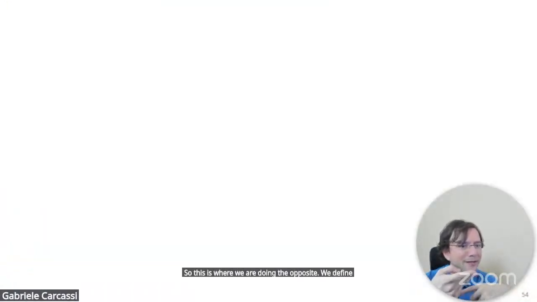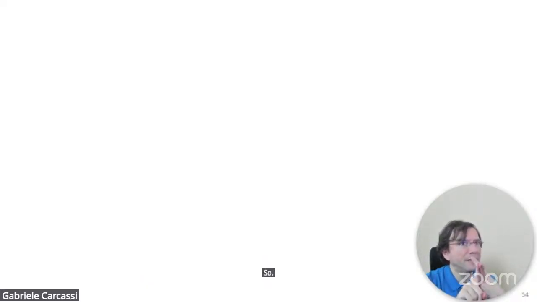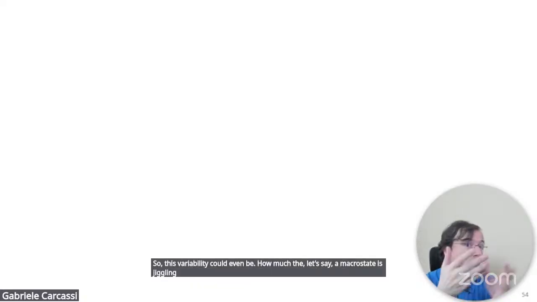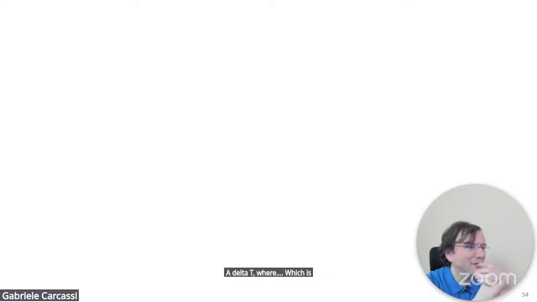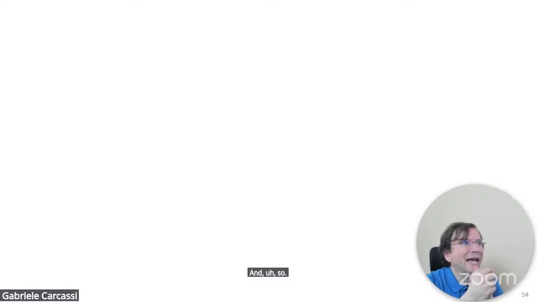So this is where we are doing the opposite. We define the ensembles, and then the elements are going to be defined based on the ensemble and the variability. So the basic idea should be that even when we define, this variability could even be how much, let's say, a macro state is jiggling around, or the state is jiggling around within a delta t, which is the time scale that they're using to define that state.